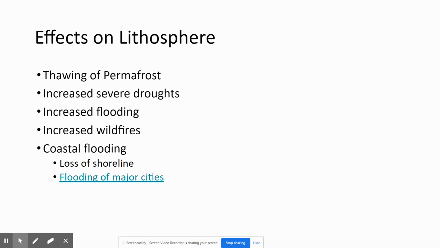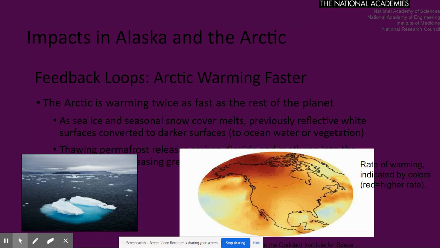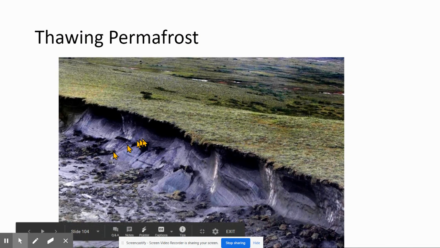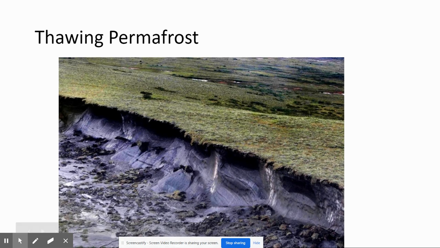So the effects on the lithosphere. So this is thawing. So the poles are getting hotter. This is what this is showing, and the ice is melting. And there's also thawing of permafrost. So permafrost is basically tundra, but it's frozen, right? And so the ground is frozen. That's permafrost, and this is showing you that it's thawing. And when it thaws, it actually produces an incredible amount of methane. And so this is going to make things warm even more.